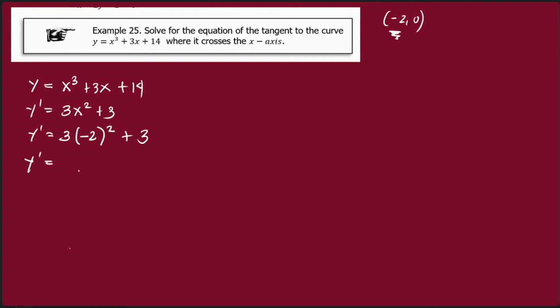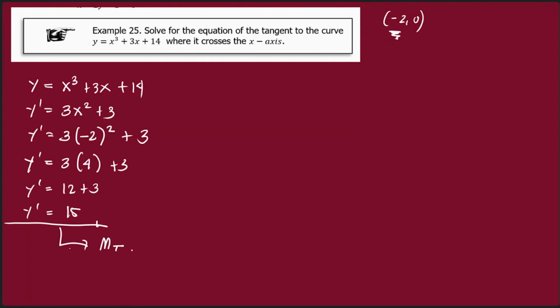Okay, so this is y prime. This is equal to 3 times 4 plus 3. And this is equal to 12 plus 3. Your y prime therefore is equal to 15. This is your slope. This is your slope of the tangent line. Right? This is equal to 15. Since it is the tangent line, you don't need to solve for the slope of the normal line, because it is not asked in this problem.